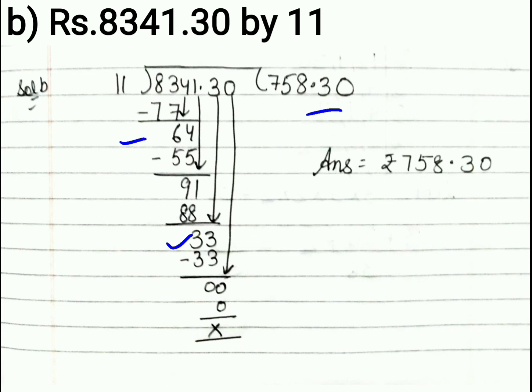Now take another 0 down. 11 table, 0 comes at 0s. So here comes 0. Now after the decimal there are two numbers. So in the answer also there will be two numbers. And then you put a decimal. So you put the decimal before 3. So the answer will be rupees 758.30.